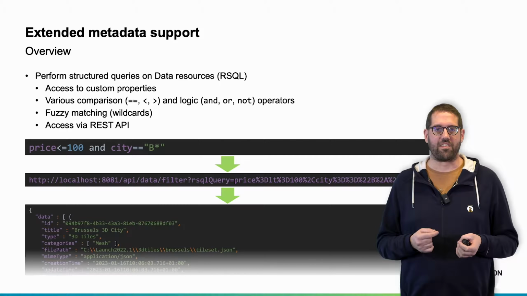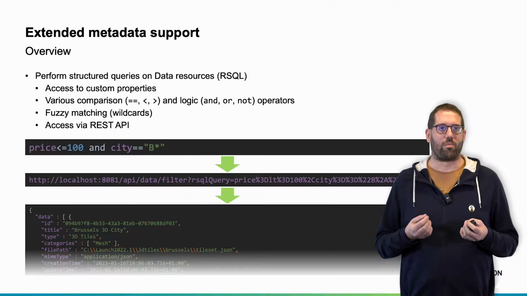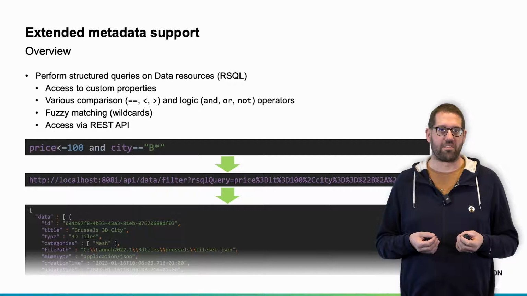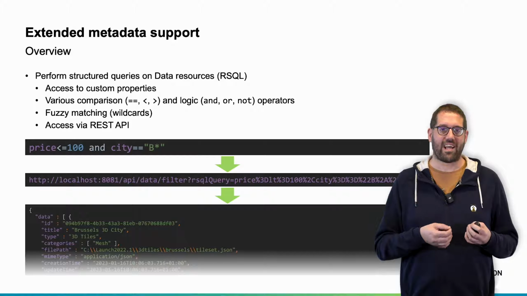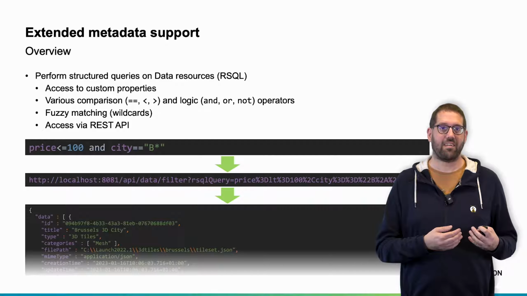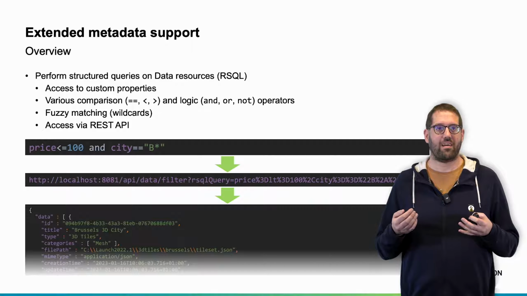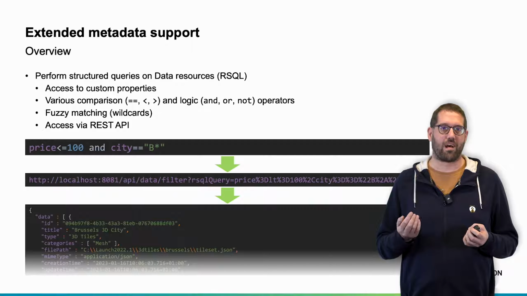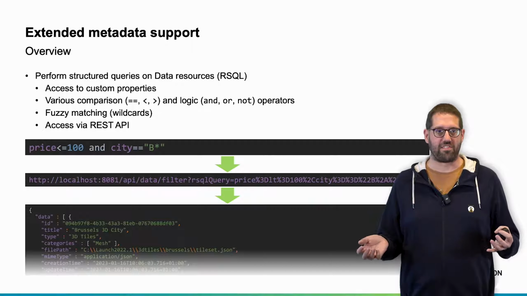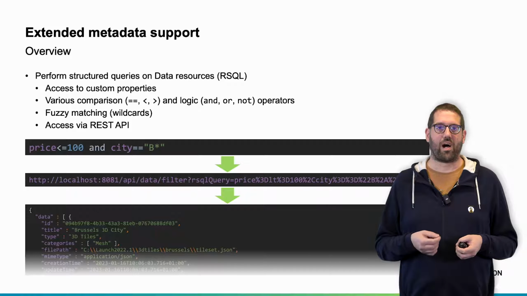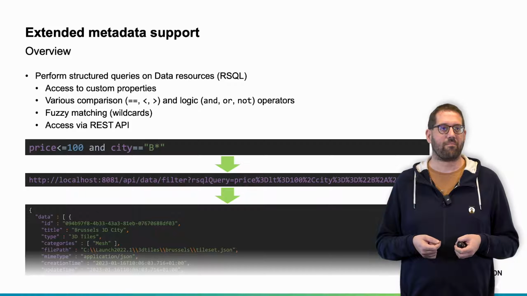The second part of this story is that you can now perform structured queries on your data resources using a language called RSQL. The queries have access to the custom properties that you've added, and RSQL provides you with a rich set of operators, comparison operators and logic operators, that you can use to express your searches. It also supports wildcards so that you can do fuzzy matching. And again, this is accessible via the REST API.